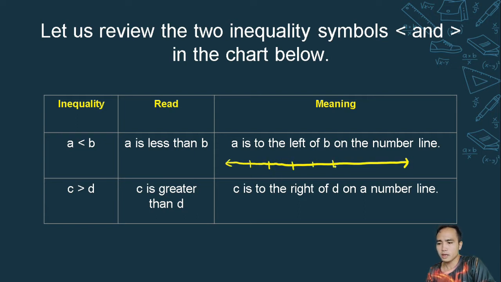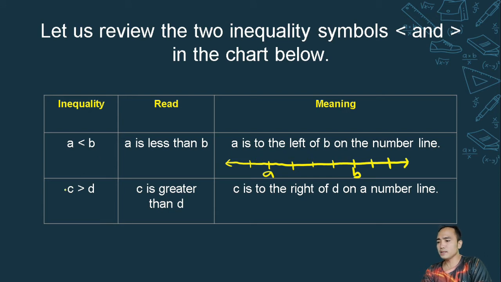According to this, A is on the left of B. So A is on the left of B, meaning A is less than B. All numbers going to the left side are smaller than the numbers going to the right side.